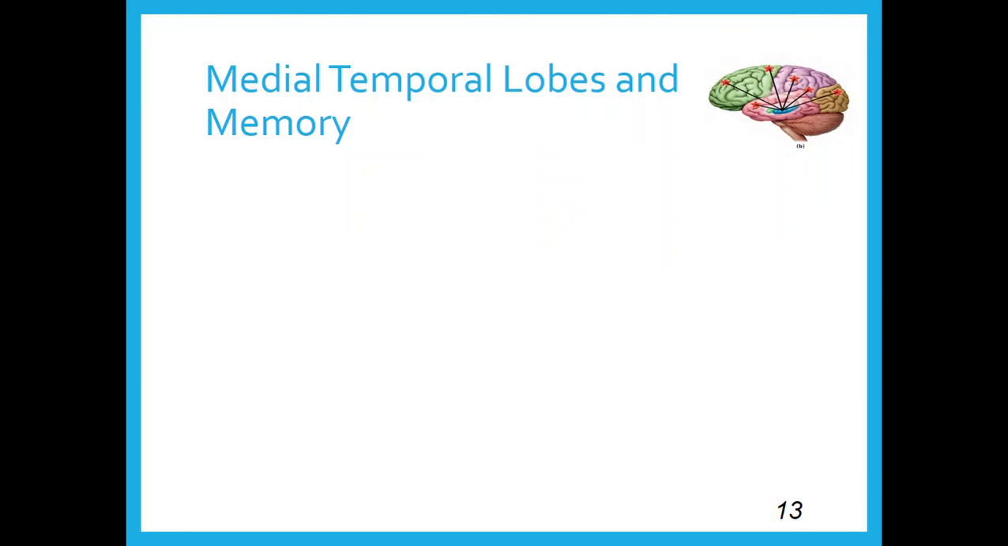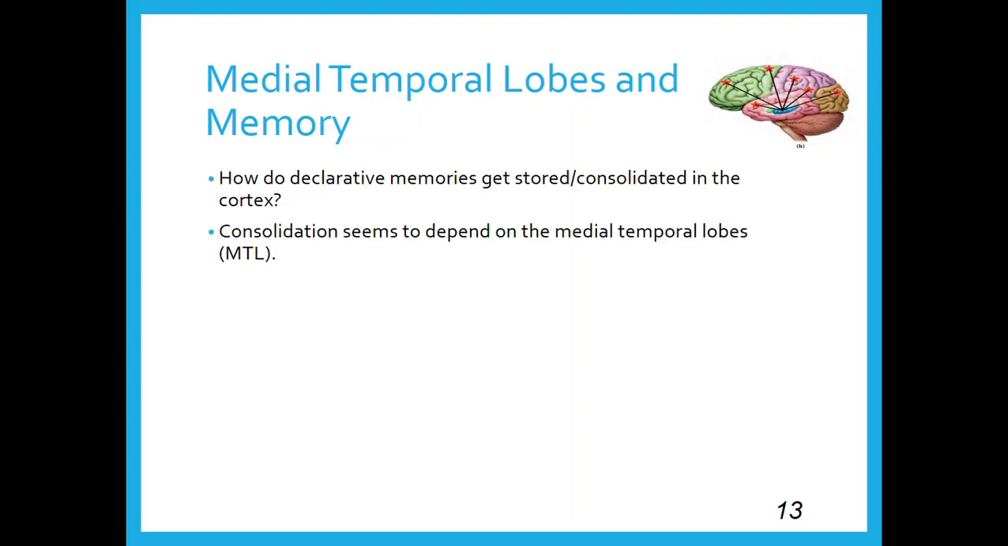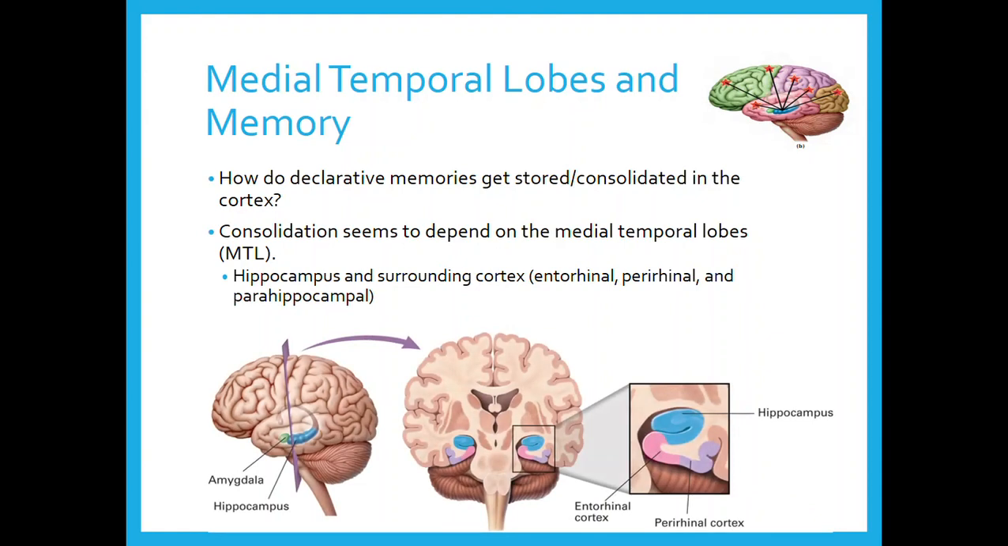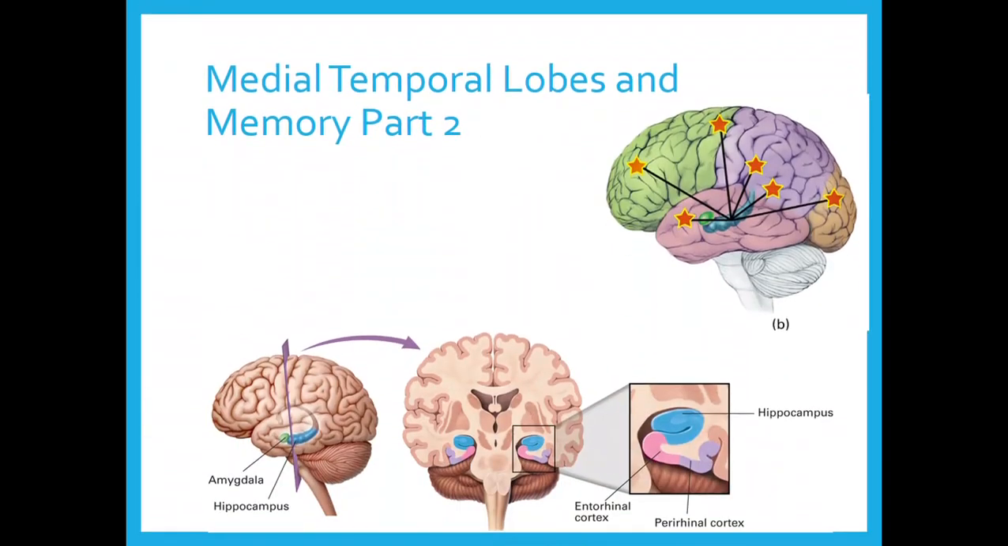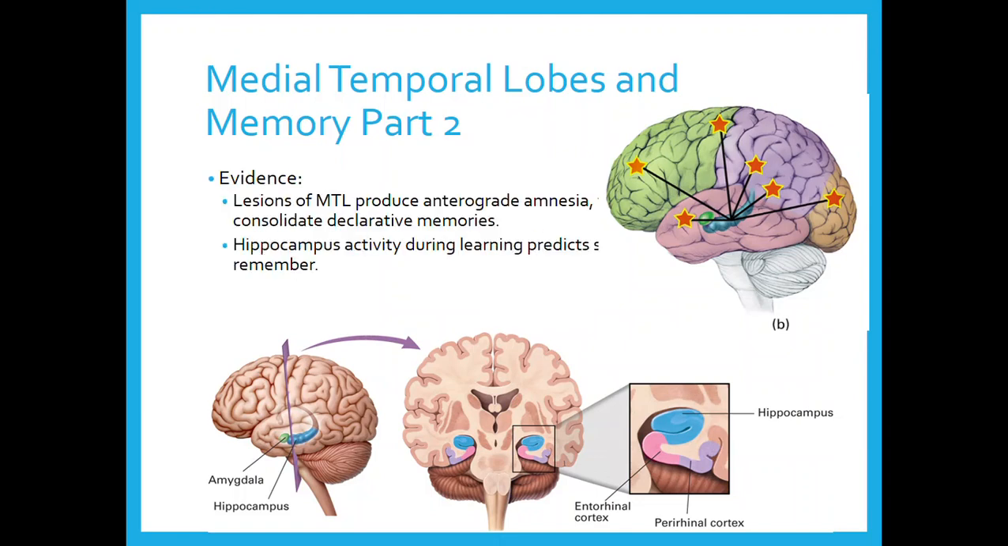We can also distinguish between these two types of declarative memory by the brain substrates involved. The hippocampus seems to be essential for the formation of episodic memories. Here we see the medial temporal lobes, particularly the hippocampus, is important for encoding or the formation, the consolidation of episodic memories.